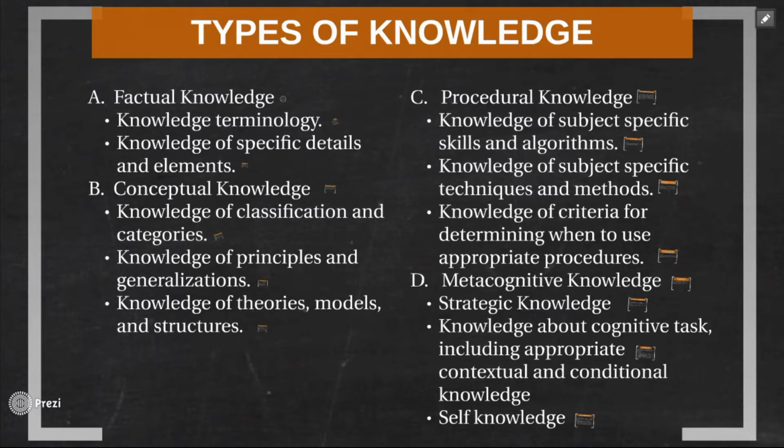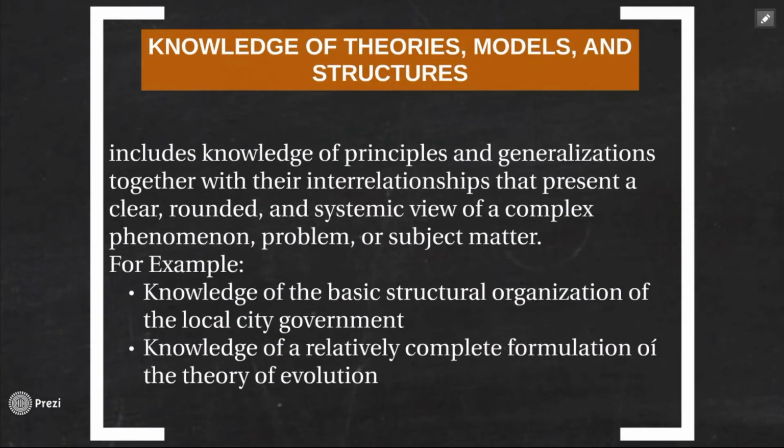And the last knowledge in conceptual knowledge is knowledge of theories, models, and structures. Knowledge of theories, models, and structures includes knowledge of principles and generalizations together with their interrelationship that present a clear, rounded, and systemic view of a complex phenomenon, problem, or subject matter. For example, knowledge of the basic structural organization of the local city government, knowledge of a relatively complete formulation of the theory of evolution.